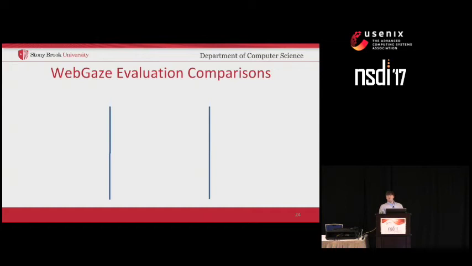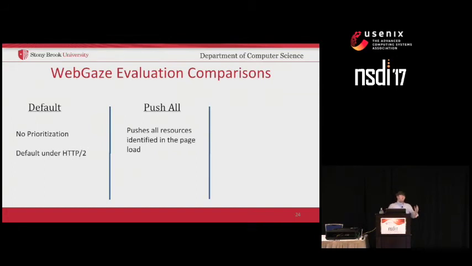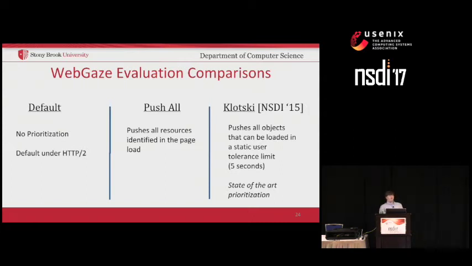In order to determine whether or not we improve the user experience relative to a few alternatives, we present two baselines as well as one state-of-the-art prioritization system that we compare to. The first is the default page load, which represents the page just loading under standard HTTP 2 conditions. The second is the push-all approach, where we identify all resources which are fetched over the network during the page load, and we push them with the initial HTML. This is to test server push at its extreme in terms of the user experience. And then there's Klotsky, a system presented at NSDI 2 years ago, NSDI 15, which uses a load time estimator to estimate the time of resources and pushes them with any resources that can be loaded within a given time budget. The time budget is supposed to represent a user tolerance limit.